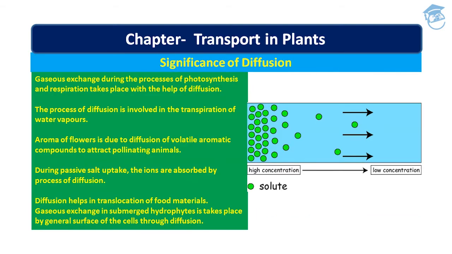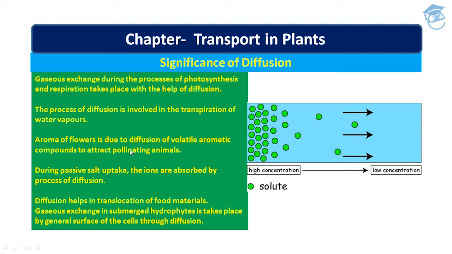Okay, now students, what's the significance of diffusion? Why does it take place? Gaseous exchange during the process of photosynthesis and respiration takes place with the help of diffusion. The process of diffusion is involved in the transpiration of water vapors. See, this is a highly concentrated solution and this is a low concentrated solution, and these green dots are representing solute. So solute will move from the high concentration solution to the low concentrated region.